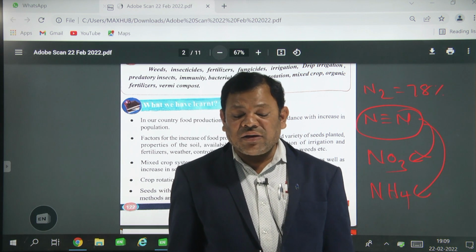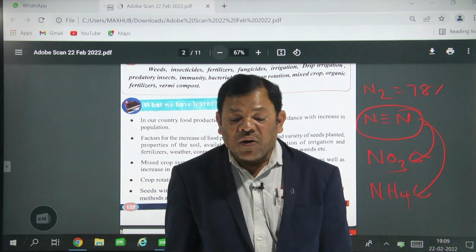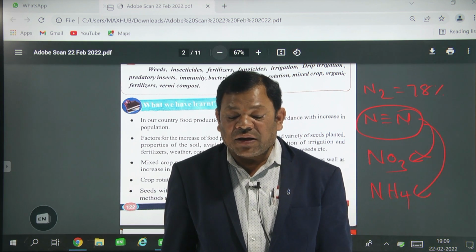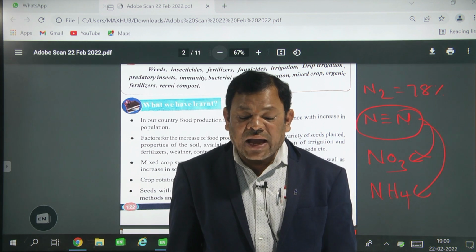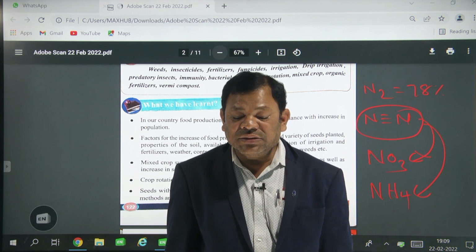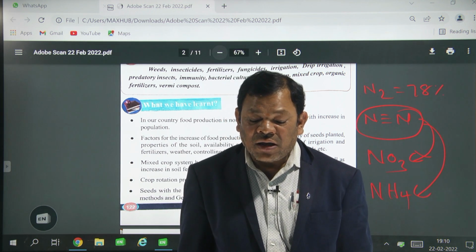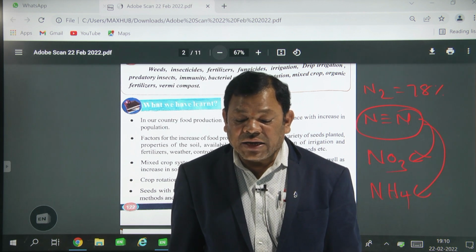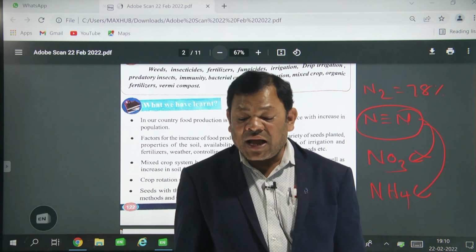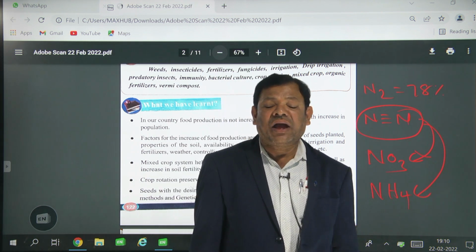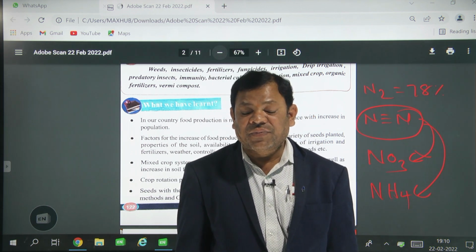Do you know green manure? Green manures means, okay, some of the crops are grown so that they can be plowed back into the soil. Some examples are bersim, kulthi, sunhemp, lobia, green gram, okay. So sunhemp, horse gram, these are examples of green manure. Each and everything is given clearly in the textbook.